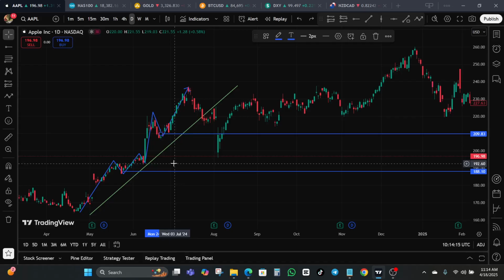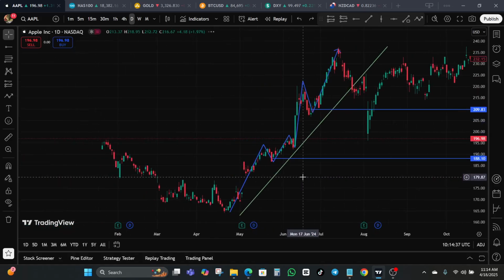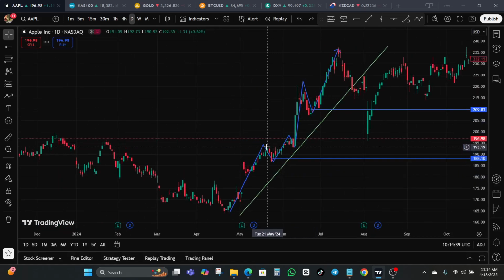Now, another key factor to watch during a pullback is support and resistance levels. These levels represent key price points where stocks tend to either reverse or consolidate. In an uptrend, like this example that we have here, the pullback may test previous support levels. Pullbacks may test previous support levels.